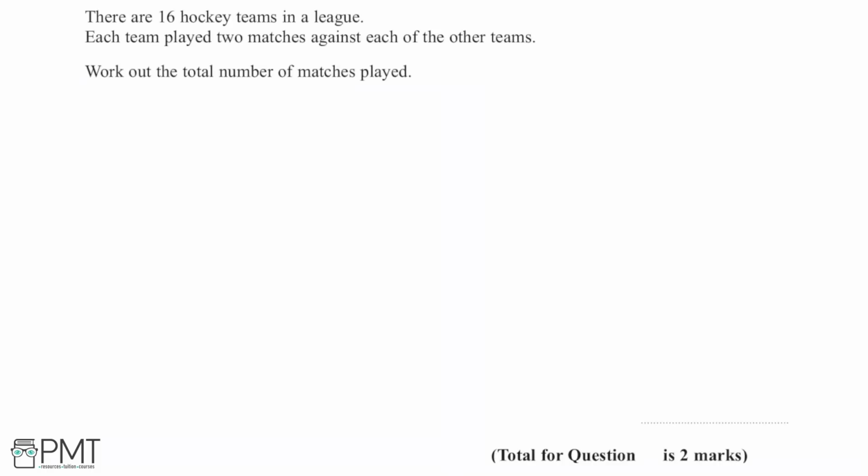So in this question, we're told that there are 16 hockey teams in the league and that each team played 2 matches against each of the other teams. We're asked to work out the total number of matches played. Now, in this question, we can look at the number of hockey teams. So we have 16 hockey teams in a league. And if each hockey team were to play every other team once, it would play 15 matches because it can't play against itself. So there's 15 other teams it could play against.